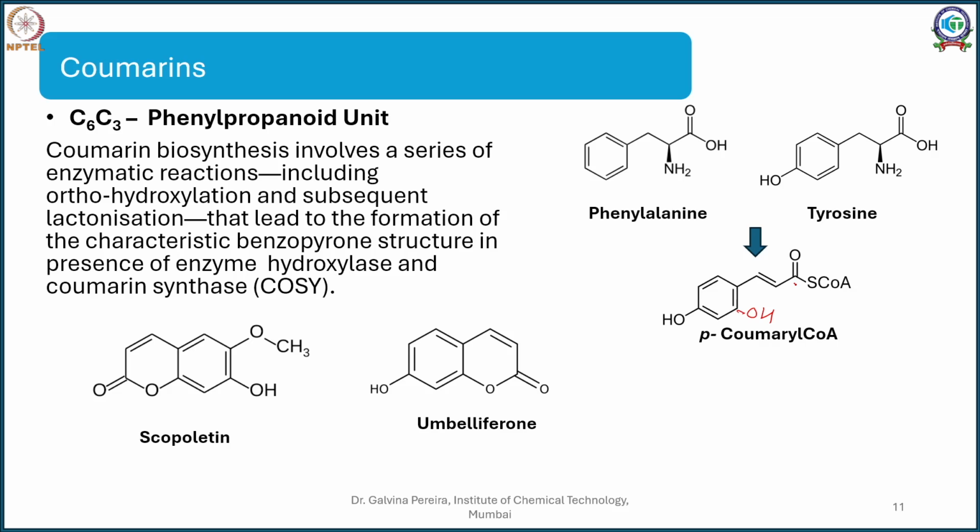So if you can carefully see here, this is your tyrosine. So you can convert your tyrosine into coumaryl CoA, then it is hydroxycoumaryl CoA, and then when you cyclize it from your coumaryl CoA you will get your umbelliferone.